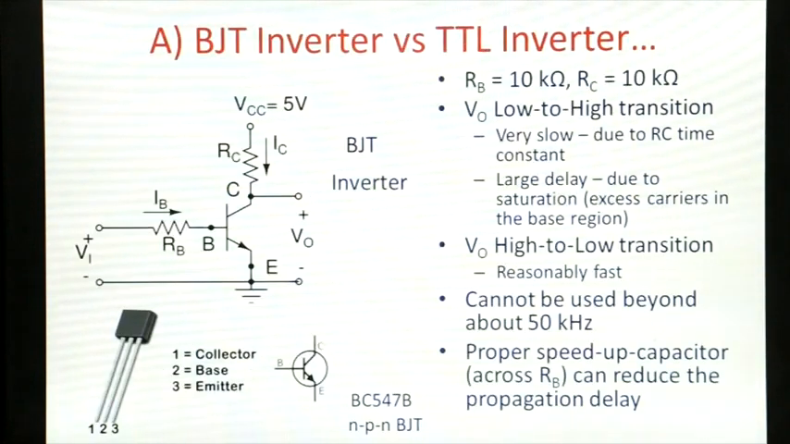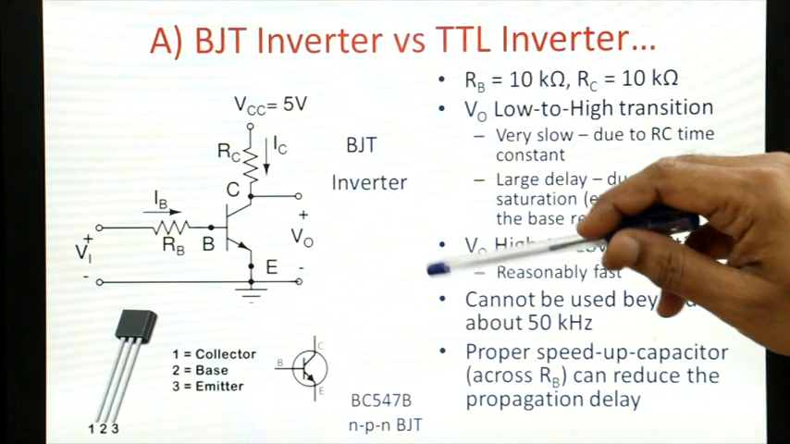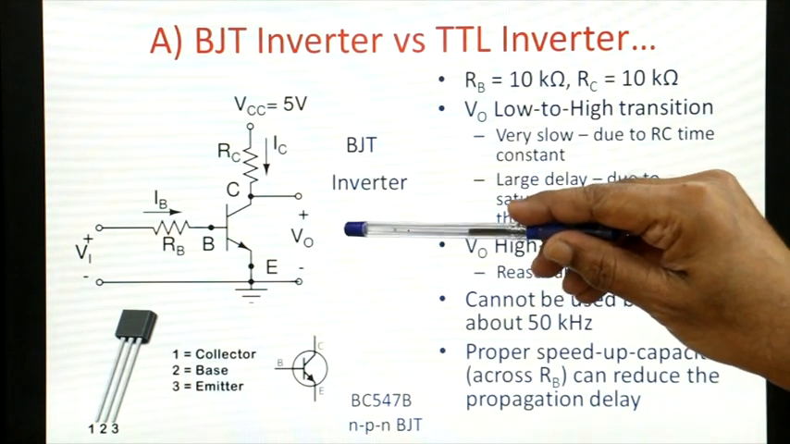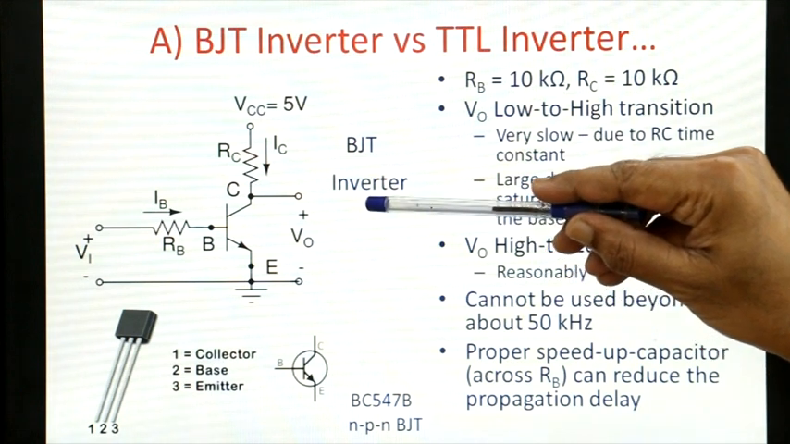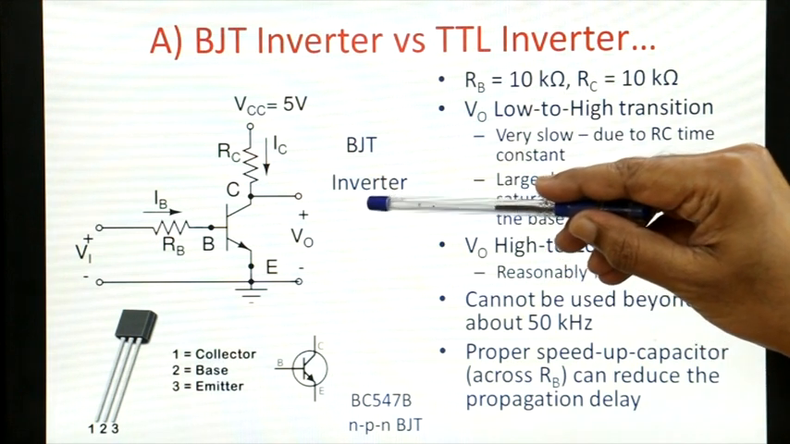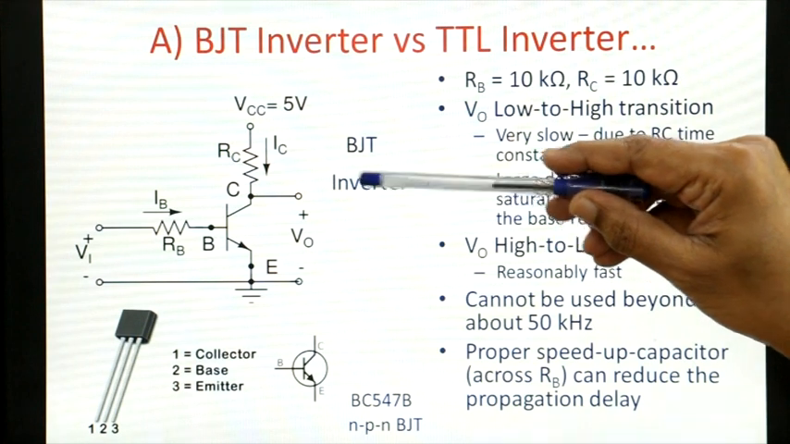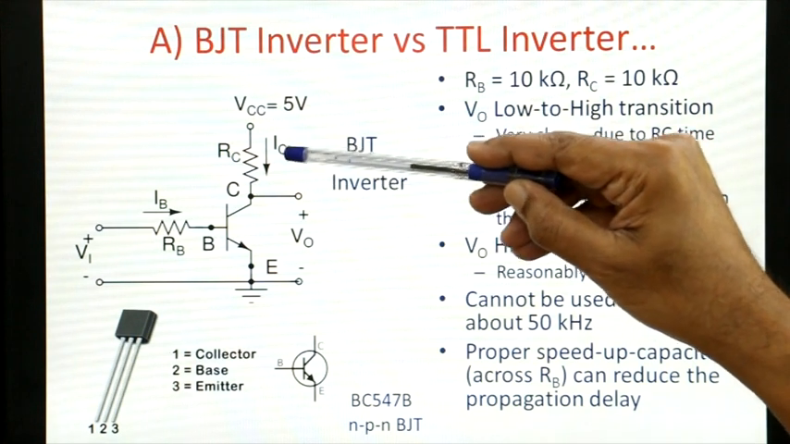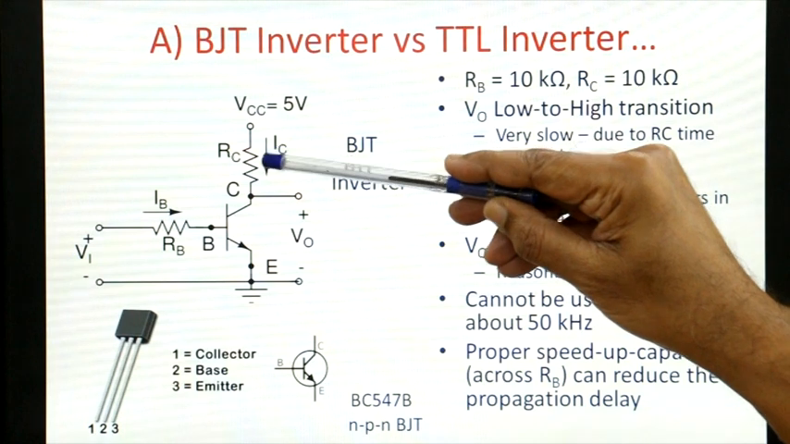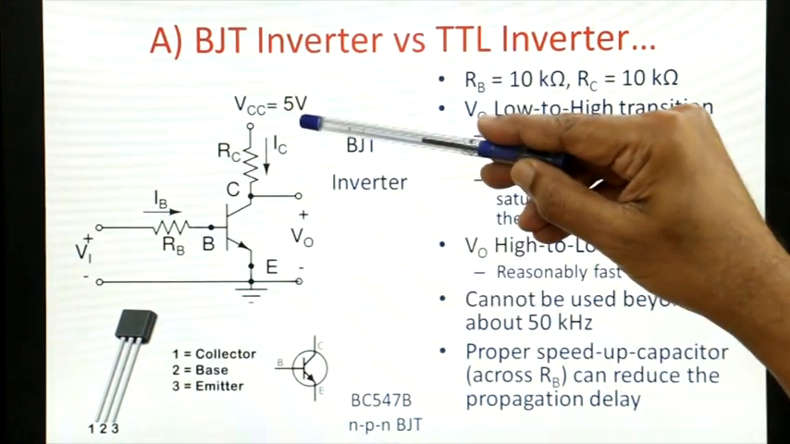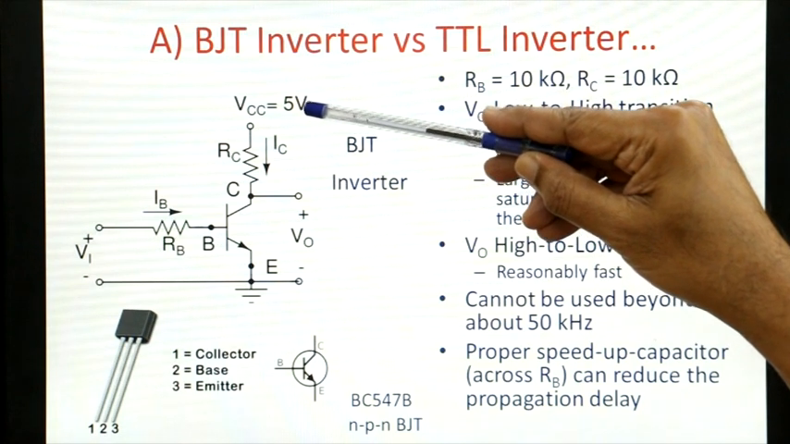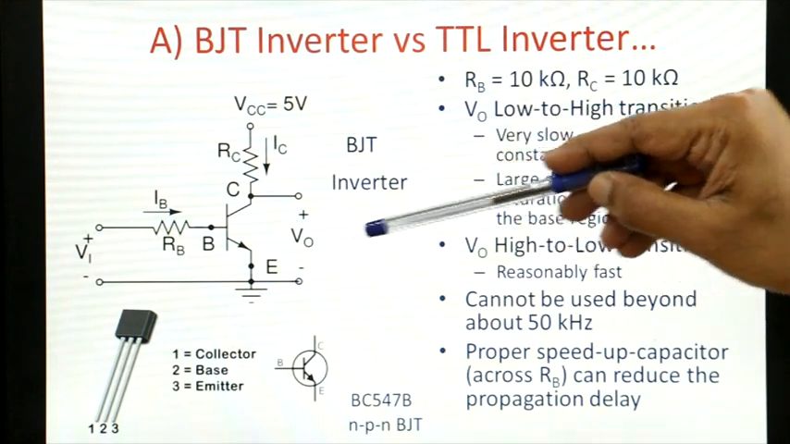Now first part, let's look at the BJT inverter, and let's compare it with the TTL inverter. So this BJT inverter circuit diagram is shown here. We are using BC547B. It's an NPN transistor and a very popular transistor. So we have just used that. Now in this circuit we have used a collector resistance RC of 10 kilo ohms and also base resistance RB of 10 kilo ohms, and the power supply is 5 volt. So that way it's kind of compatible to TTL.